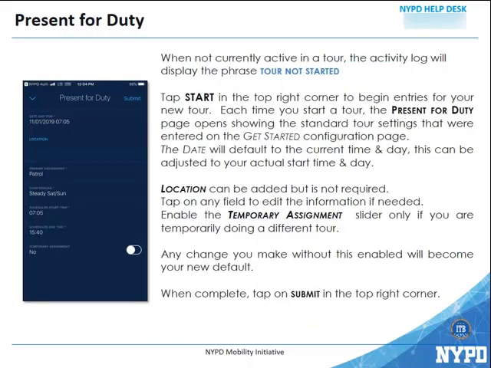When not currently on an active tour, the activity log will display the phrase "Tour Not Started." Tap Start in the top right corner to begin entries for your new tour. Each time you start a tour, the Present for Duty page opens showing the standard tour settings that were entered on the Get Started configuration page.